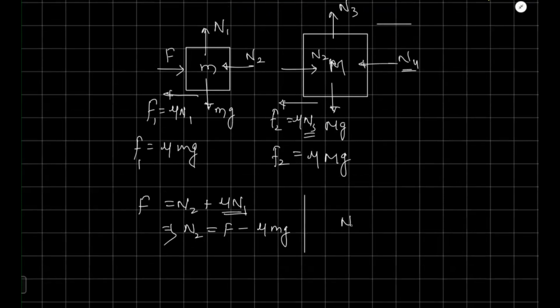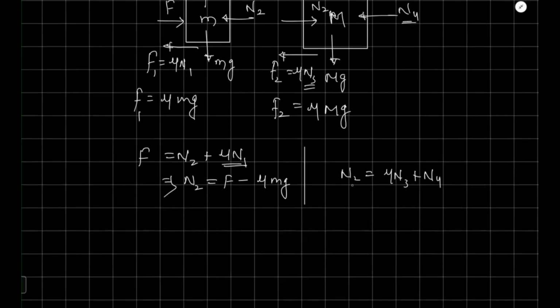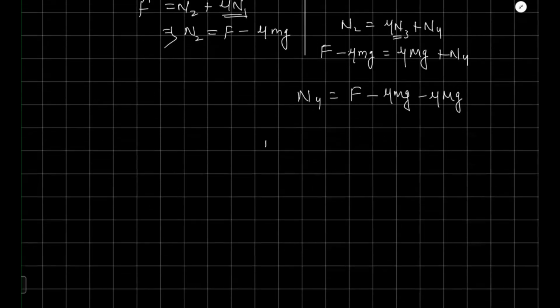We'll get N2 is equal to mu N3 plus N4. Now you know the value of N2 is F minus mu small mg, and the value of N2 is nothing but mu capital M into g plus N4. So we'll get N4 equal to F minus mu mg minus mu capital M g, or we can say N4 is nothing but F minus mu (m plus M) into g.